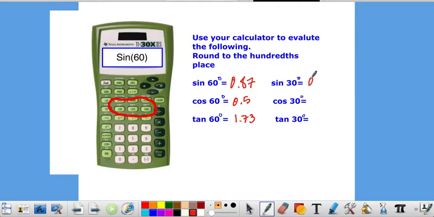The sine of 30 is 0.5. The cosine of 30 is 0.87. And the tangent of 30 is 0.58. Now, if you didn't get these numbers, your calculator is probably set in a different setting. So reach out to me or another math teacher to get help on that. It's probably just an easy calculator setting. But you can't do these problems if you're not getting these numbers. That's why I wanted to put this slide in here.